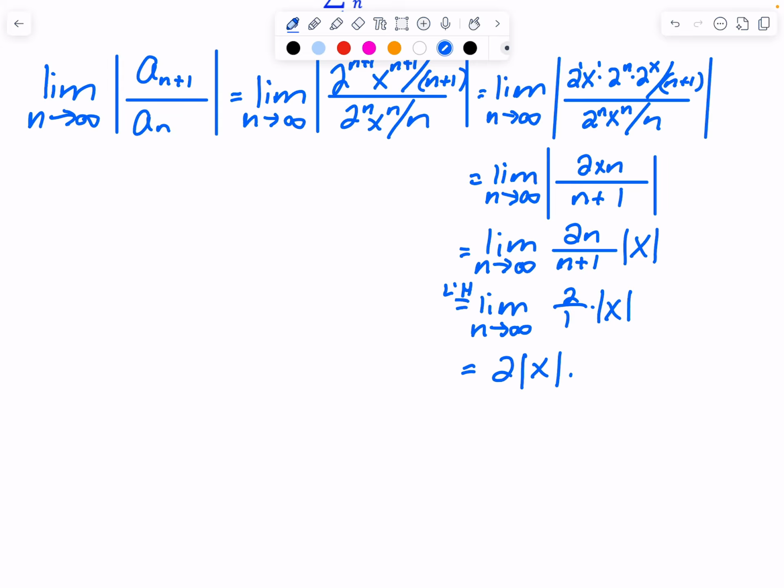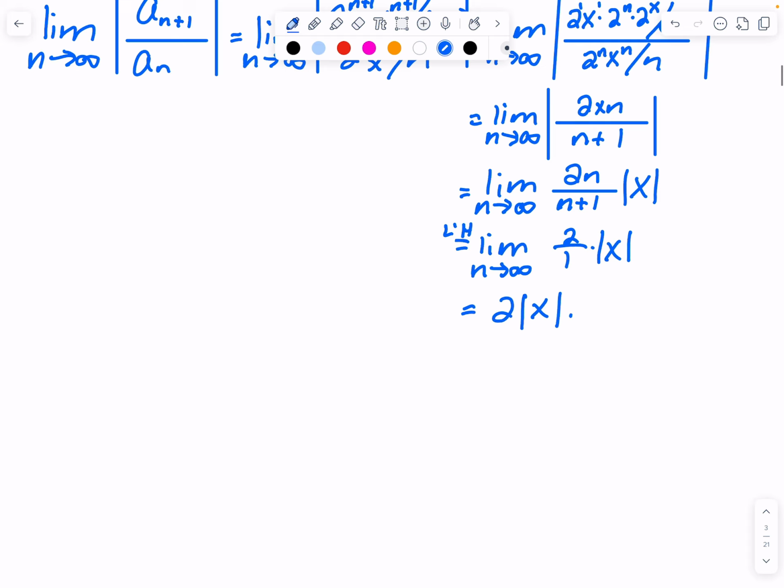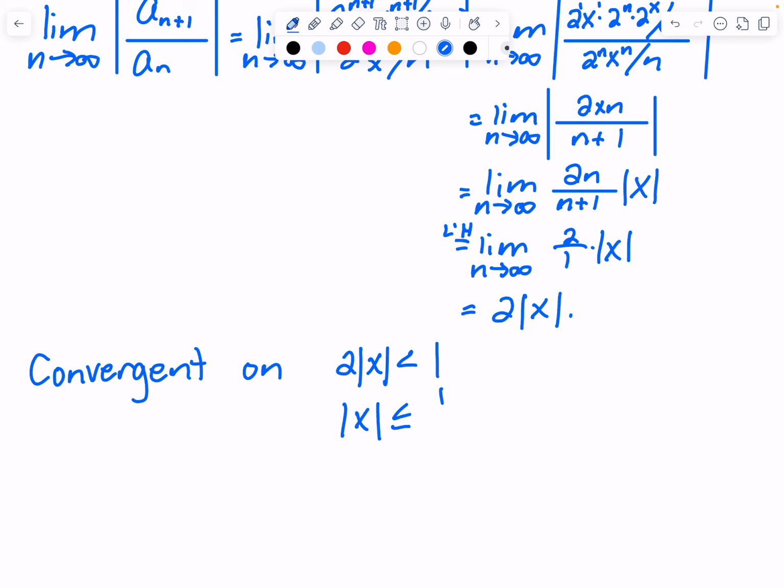Once we get that worked out, we're going to say convergent on, and we're going to take this and force it to be less than 1. That's what the ratio test says. Wherever it's less than 1, it will be convergent. So the absolute value of x is less than or equal to 1/2, which tells me x is caught between negative 1/2 and 1/2. That's what the absolute value tells us. So we know that's our interval.